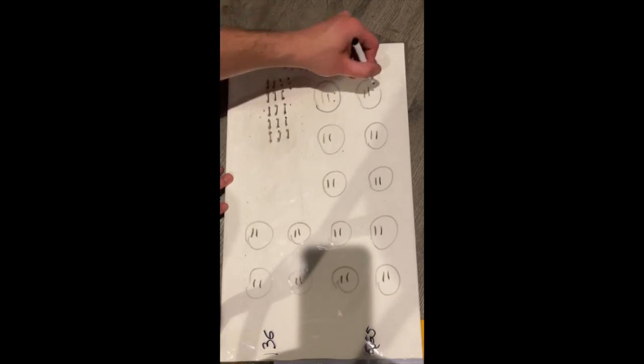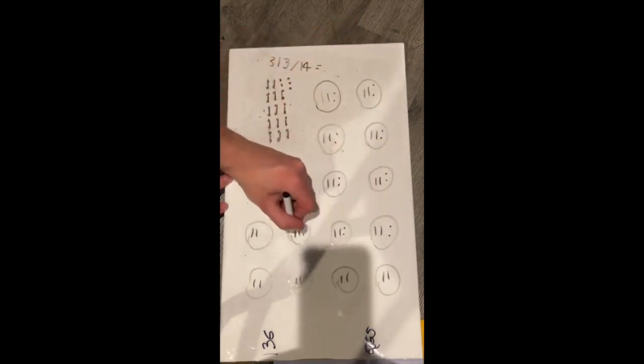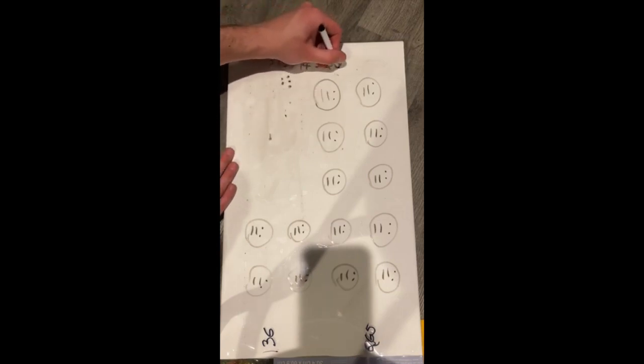Now we are going to take 2, to speed this up, and put them in each circle. So 1, 2, 3, 4, 5, 6, 7, 8, 9, 10, 11, 12, 13, 14. Eliminate those, and it gets us a remainder of 5. And as we can see, there is 22 in each circle. So the answer is 22 with a remainder of 5.